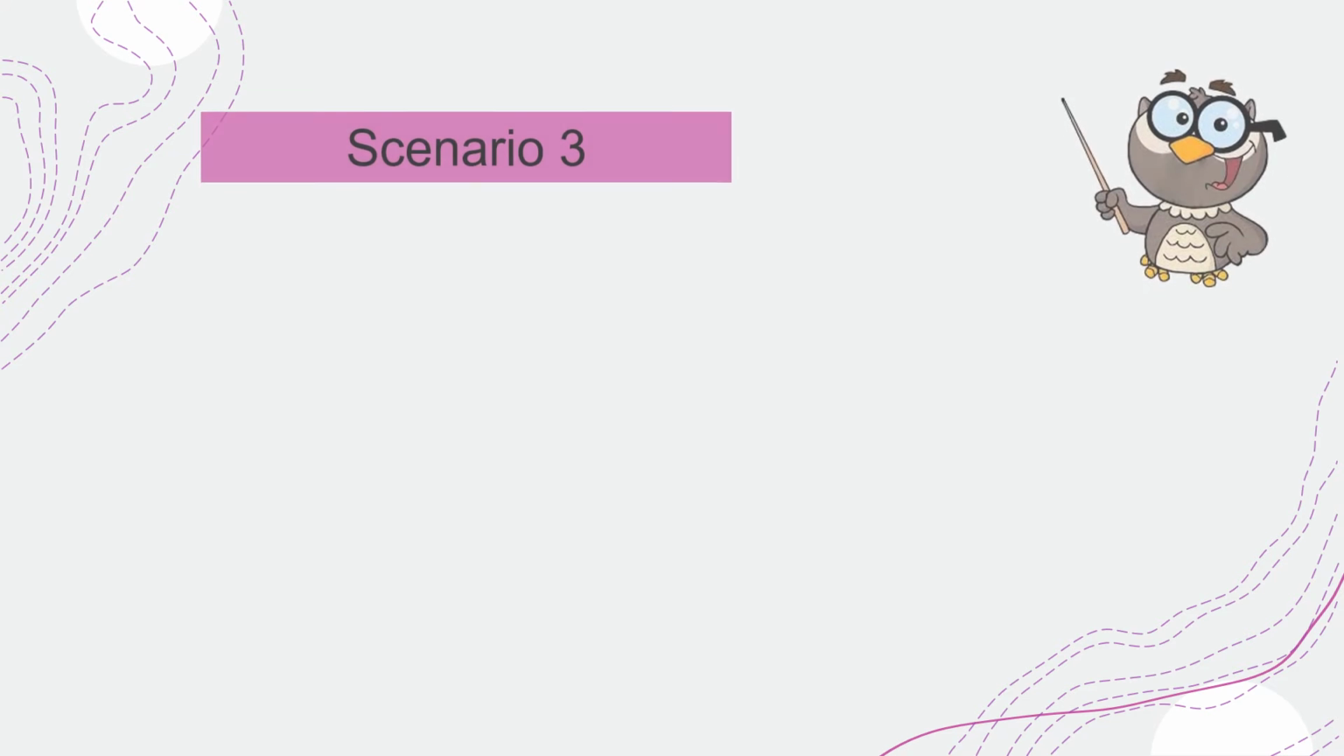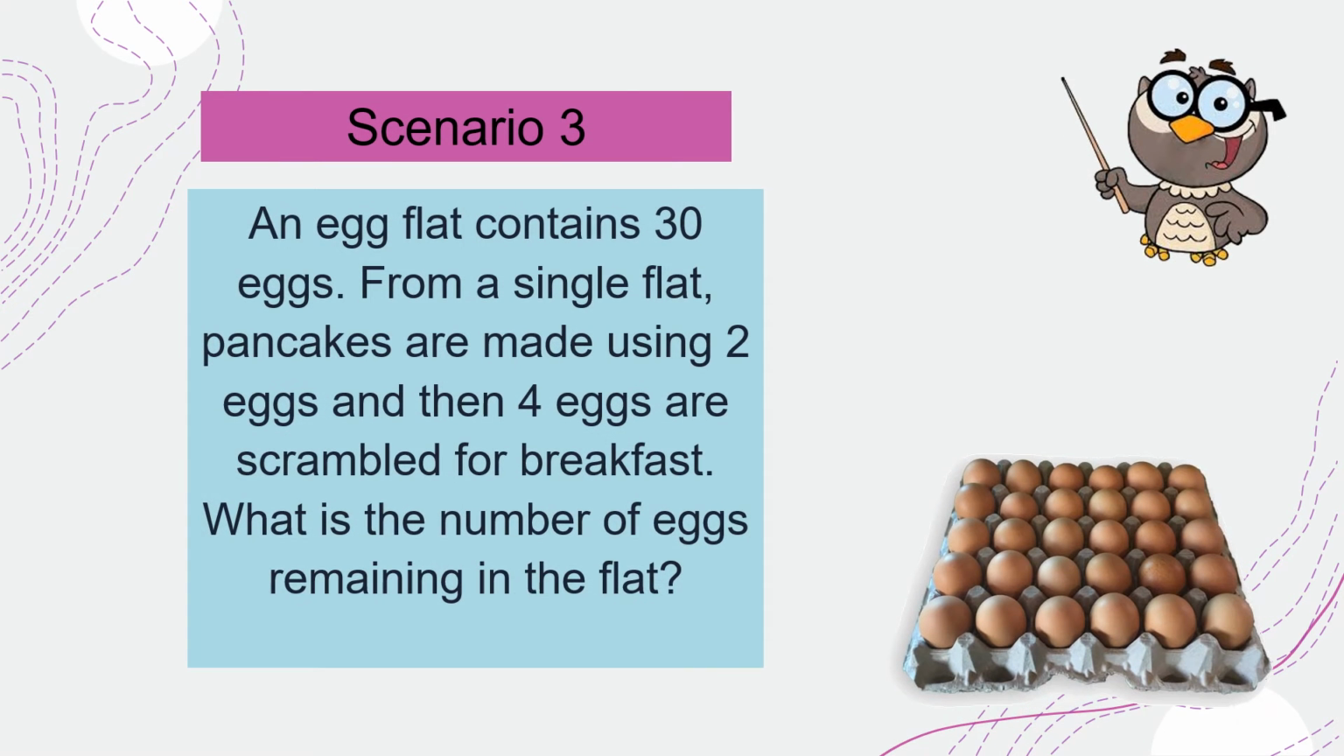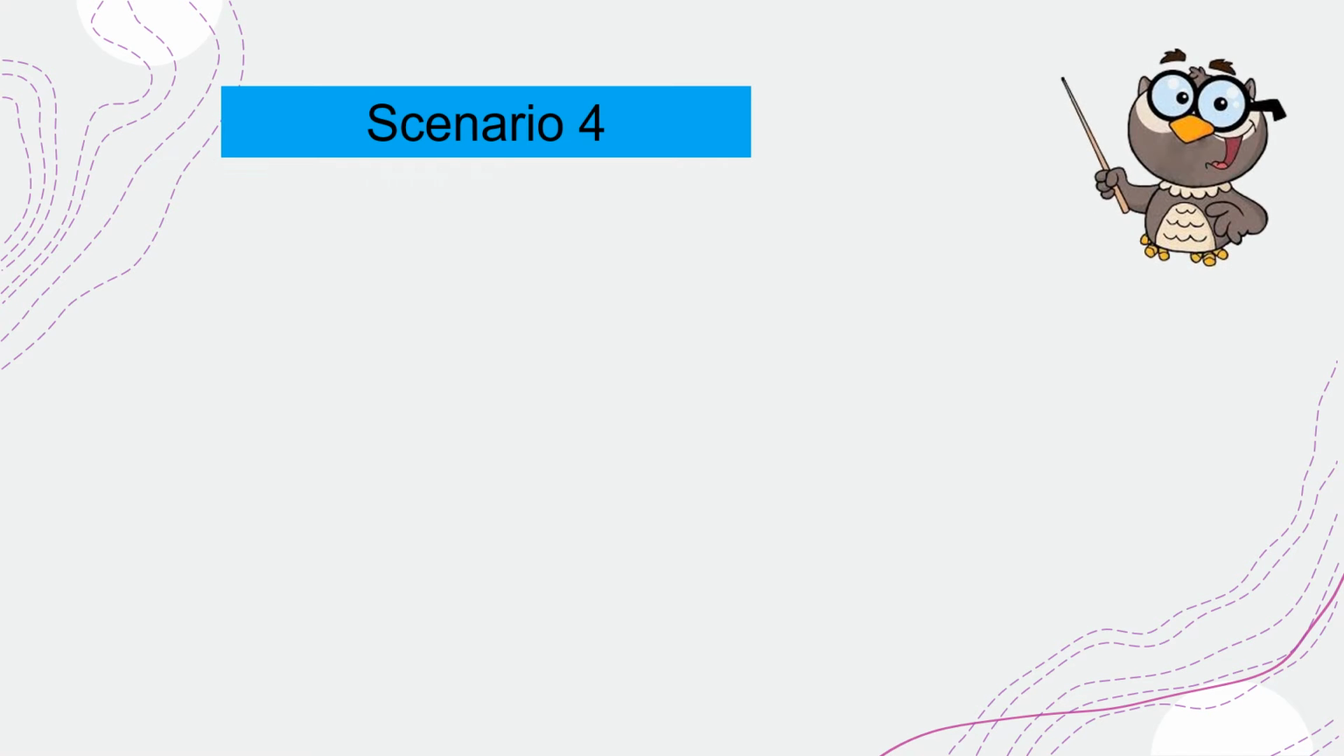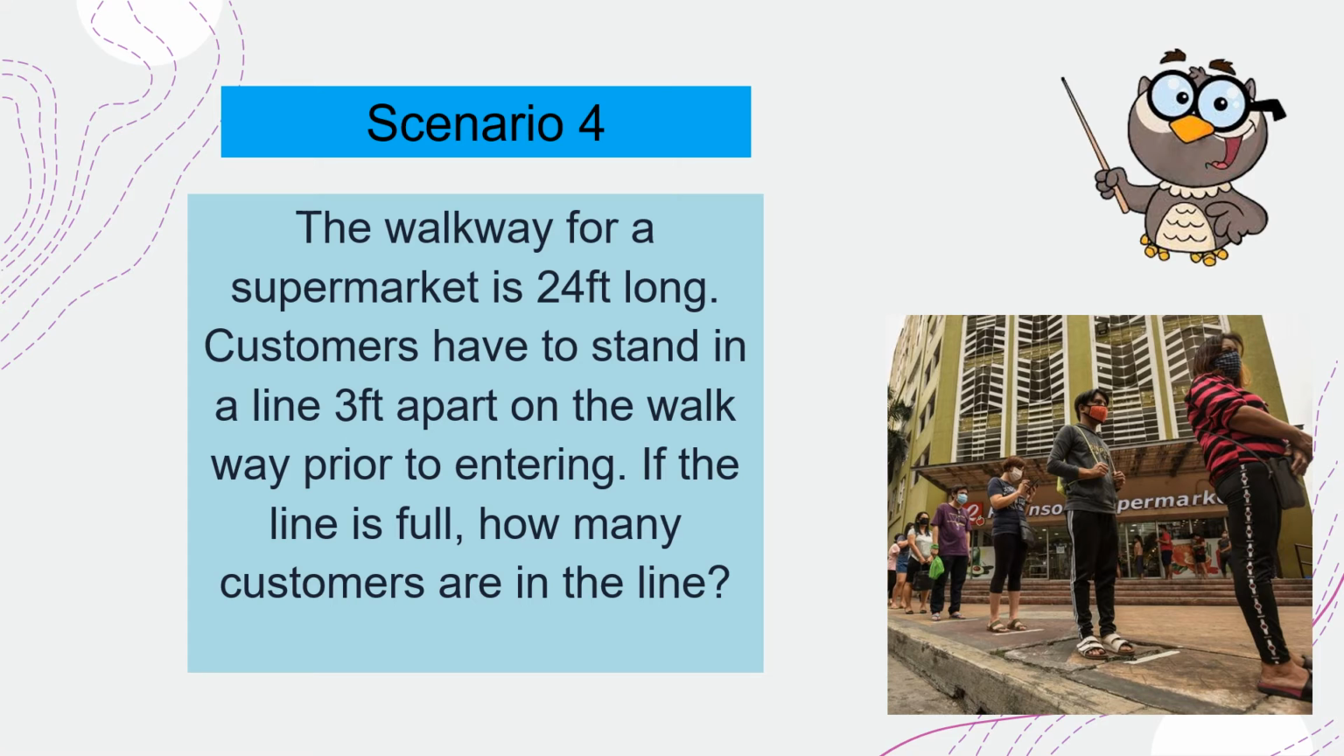Scenario 3. To make breakfast, eggs from a flat containing 30 were used. From the flat, 2 were used for pancakes and 4 were scrambled. What is the number of eggs remaining? Scenario 4. The line outside a supermarket is made on a walkway 24 feet long. Customers are instructed to stand 3 feet apart while waiting in the line. If the line is currently full, what is the number of customers waiting in that line?